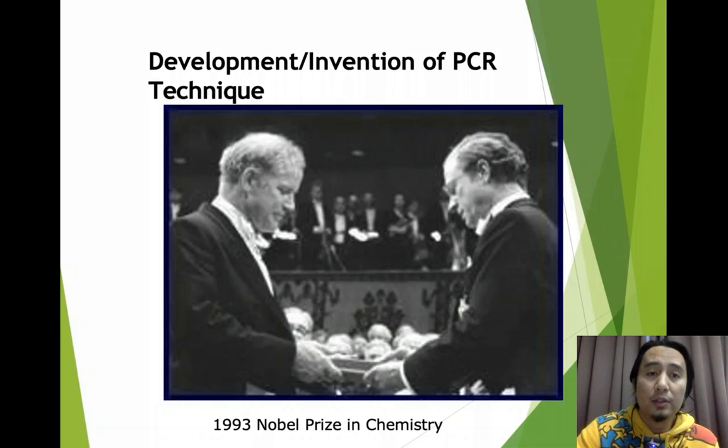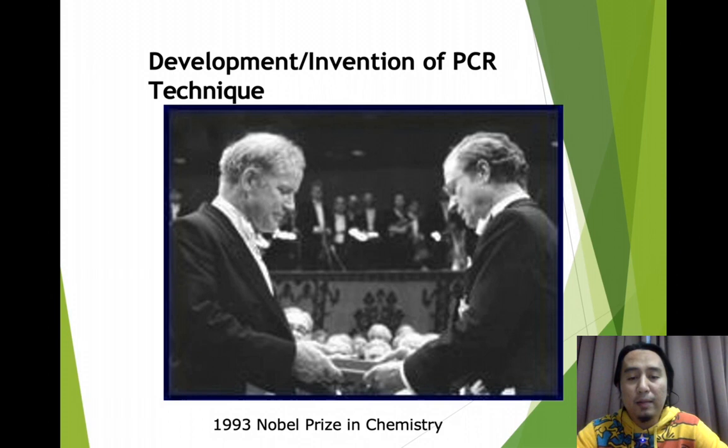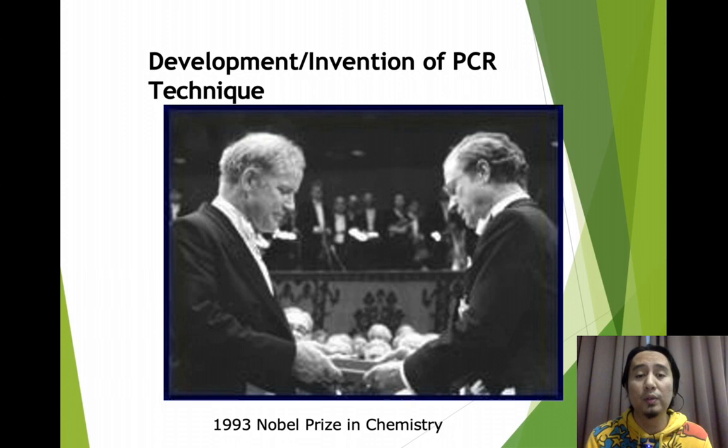So this is Kary Mullis, who won a Nobel Prize back in 1993 in chemistry. The funny thing is, Kary Mullis found this magical idea to invent PCR during a drive one late night, when he drove his girlfriend back home. His girlfriend is also a chemist, a scientist in chemistry. So when he had a conversation with his girlfriend about the work in the lab, he found out that maybe he can invent a PCR technique.